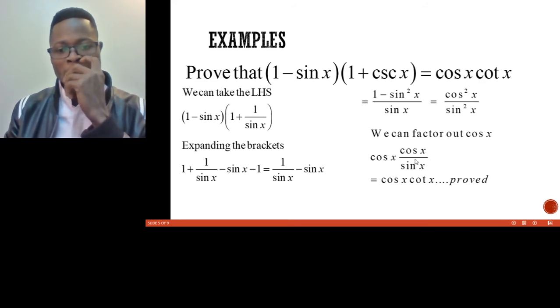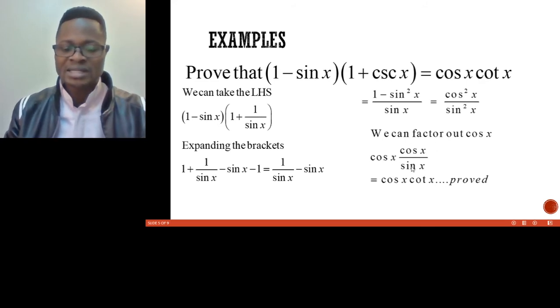Of course, we know that cos x divided by sine x is cot x. So we finally have cos x cot x. So we have proved that this identity 1 minus sine x into 1 plus cosecant x is equal to cos x cot x, which is what we have here. And that is how we prove a trigonometric identity.